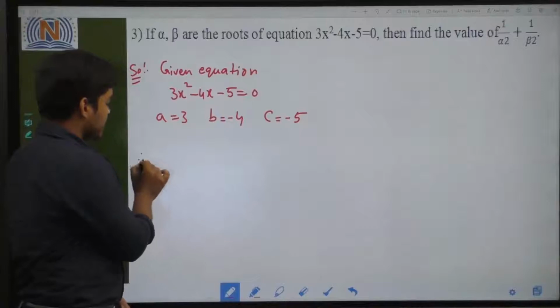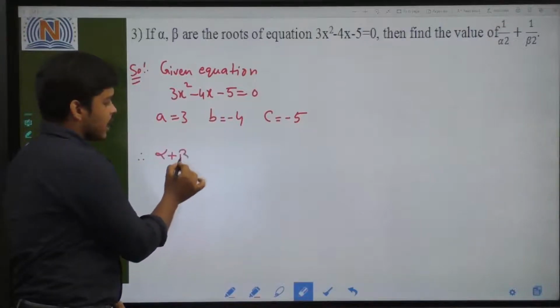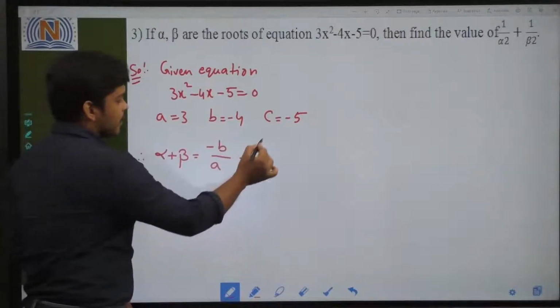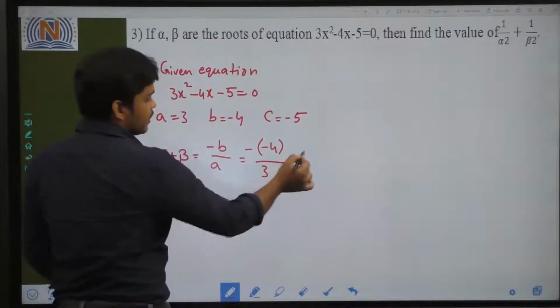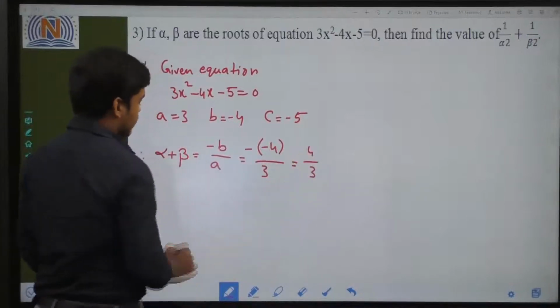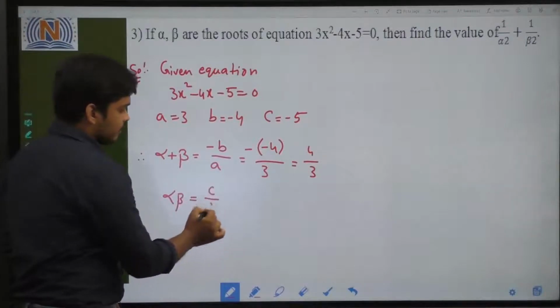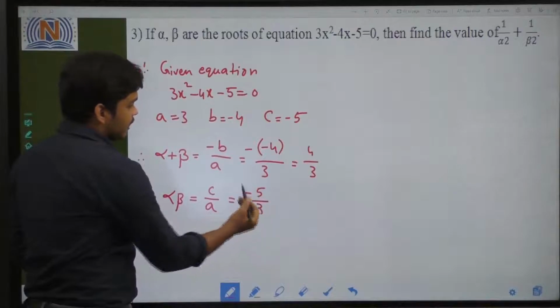Now find first the sum of the roots. Sum of the roots of a quadratic equation, alpha plus beta, is minus b by a, which is equals to minus of minus 4 by 3, that is minus into minus plus 4 by 3. Now the product of the roots, alpha into beta, is c by a. C value here is minus 5 by 3.